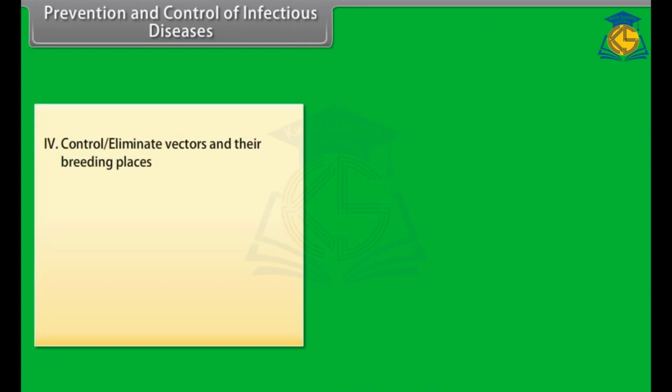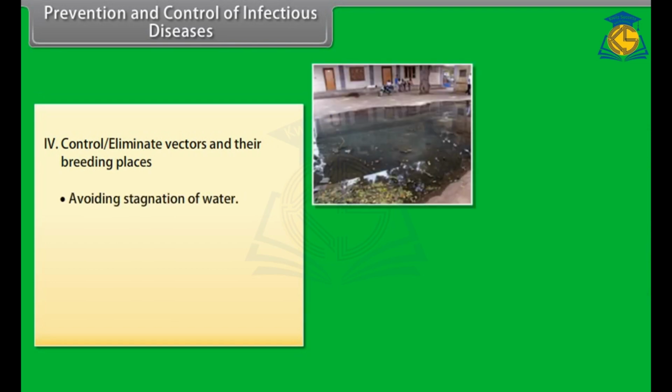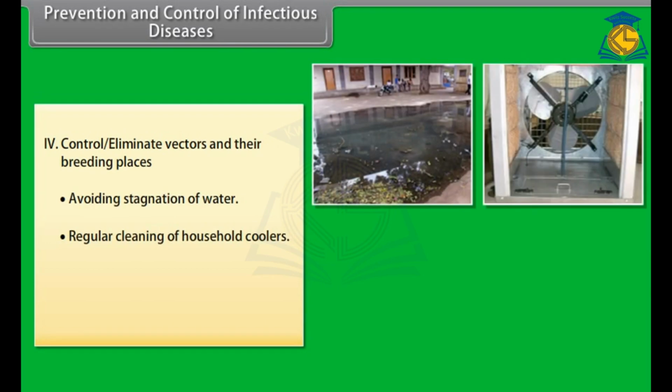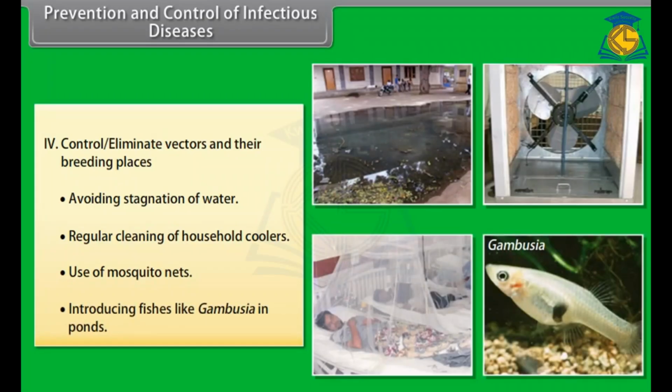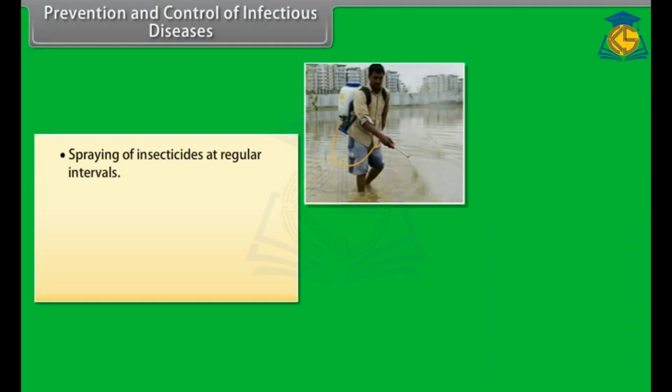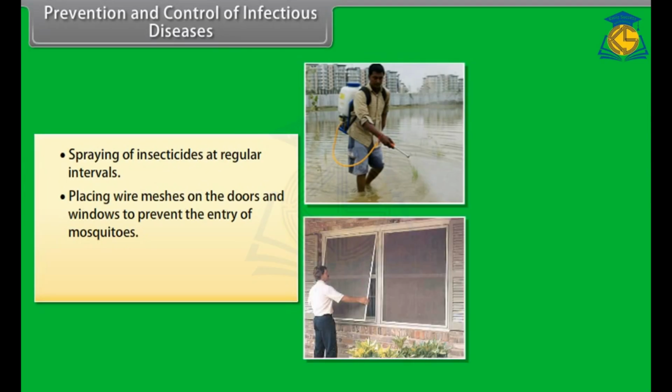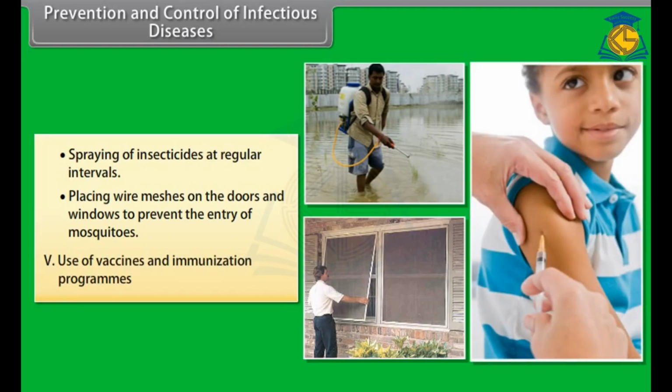Control: eliminate vectors and their breeding places. Avoid stagnation of water. Regular cleaning of household coolers. Use of mosquito nets. Introducing fishes like gambusia in ponds. Spraying of insecticides at regular intervals. Placing wire meshes on the doors and windows to prevent the entry of mosquitoes. Use of vaccines and immunization programs.